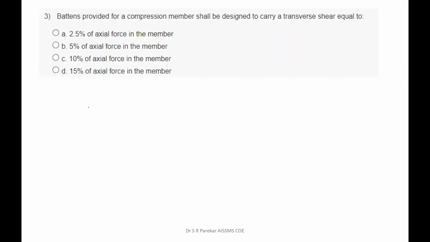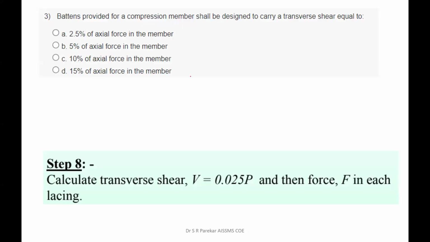Then go to the third question. Battens provided for a compression member shall be designed to carry a transverse shear equal to. Now again they have given, calculate transverse shear V equal to 0.025 P. Now they have written there in percentage. So what will be 0.025 into 100. Then 2 decimals we will shift to the right and we will get 2.5%. So we have option A.